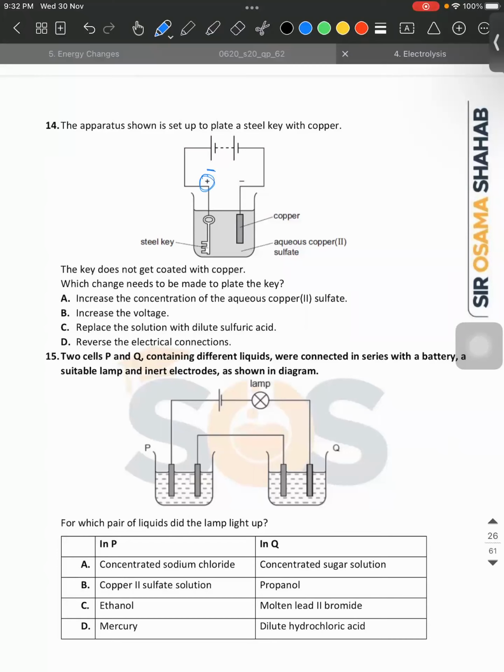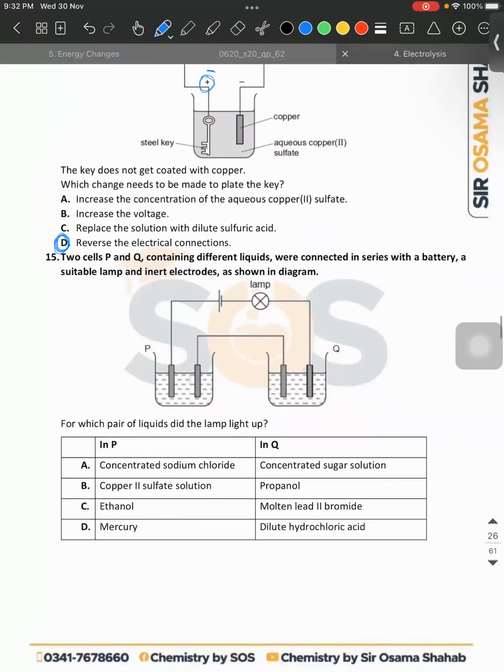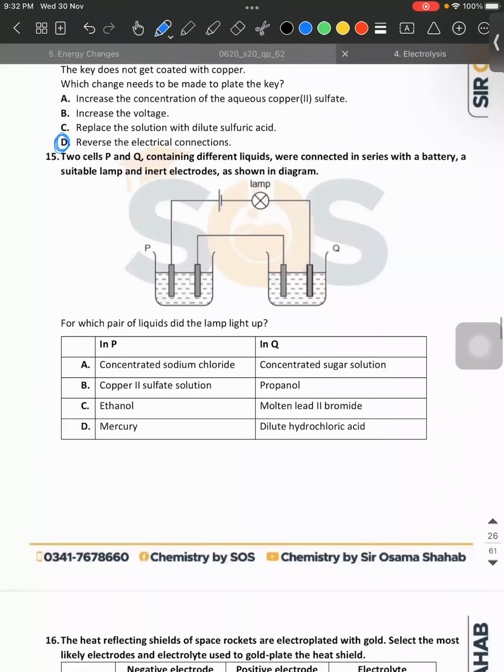Exactly. Reverse the electrical connections. Absolutely right. You are right. Then question number 15 is saying that two cells, P and Q, containing different liquids were connected in series with a battery, a suitable lamp, and inert electrodes as shown in the diagram. For which pure liquid did the lamp light up?